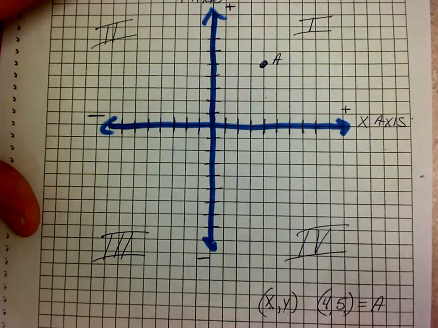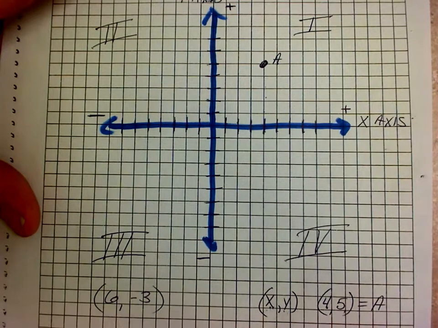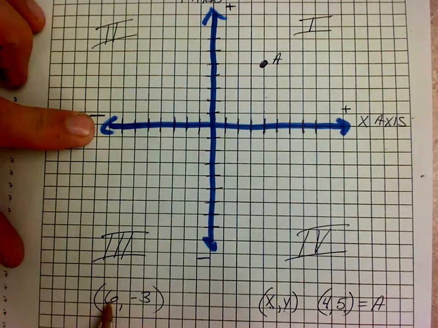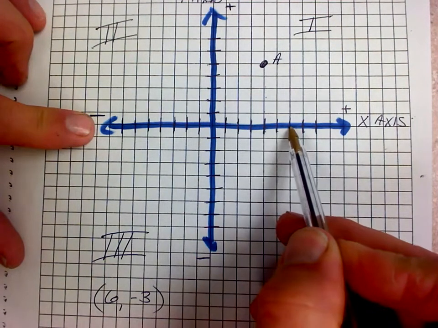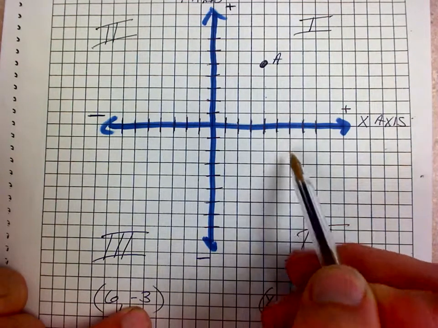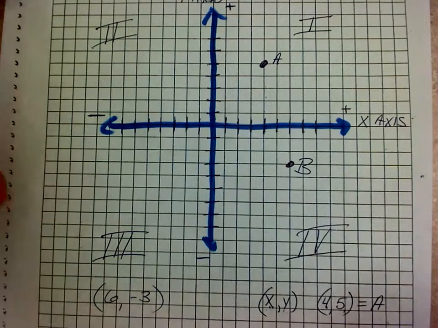All right, another example. Let's do 6, negative 3. If we would want to graph 6, negative 3, again, first value corresponds to the x-axis. 1, 2, 3, 4, 5, 6 to the right, and then we want to go down 3, negative. 1, 2, 3, and we would mark that, label that point B.